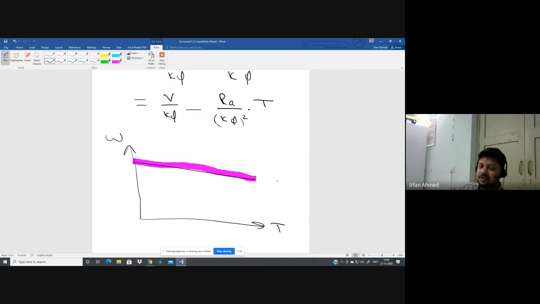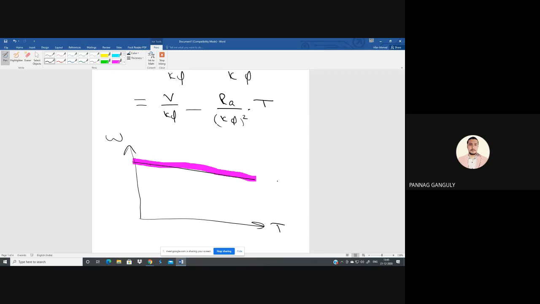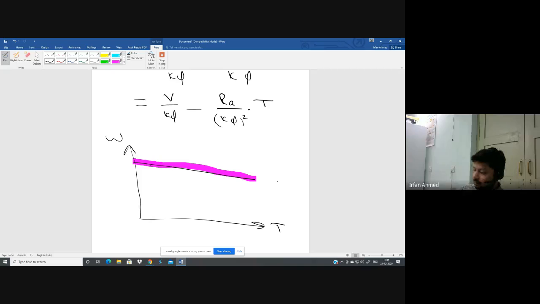Now what happens if I change the applied voltage while keeping the field flux constant and without inserting any external resistance? What will happen? So no load speed will change. The no load speed is given by V upon K phi. So as soon as we change the value of V, the no load speed changes. How much does it become? Does it come here? Can I bring the no load speed here?